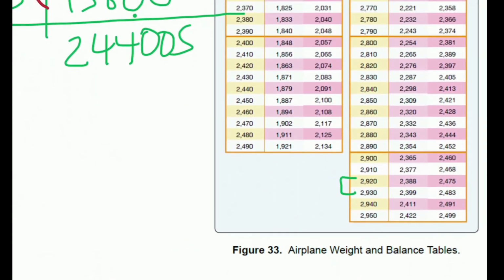So now we have to ask ourselves, is the moment of 244 within limits? So 244, and we look at it, it's below this, above that, and being at 27 it's in between those two. That number is in between there. So the answer is yes. We are within the CG and weight limits.